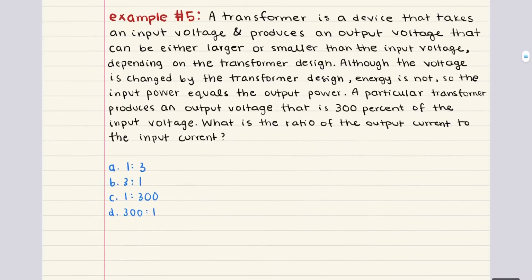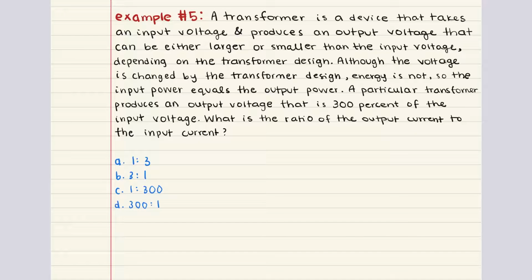Awesome. Let's do problem 5. Problem 5 says, a transformer is a device that takes an input voltage and produces an output voltage that can be either larger or smaller than the input, depending on the transformer design. Although the voltage is changed by the transformer design, energy is not, so the input power equals the output power. A particular transformer produces an output voltage that is 300% of the input voltage. What is the ratio of the output current to the input current?